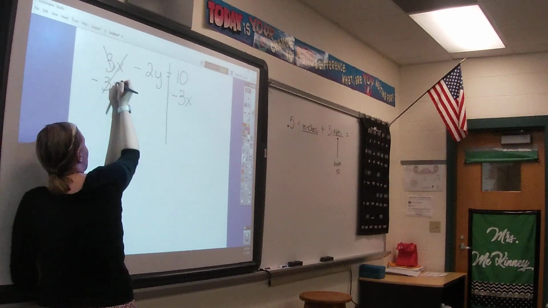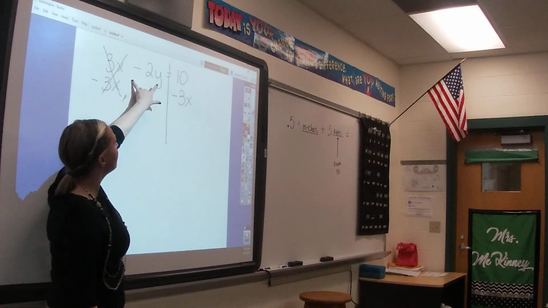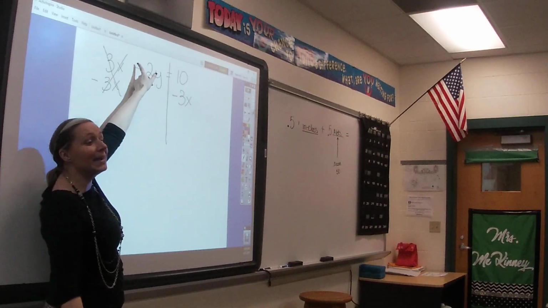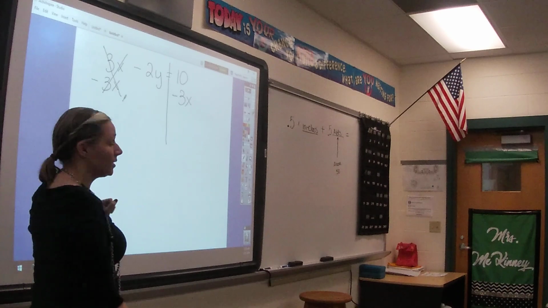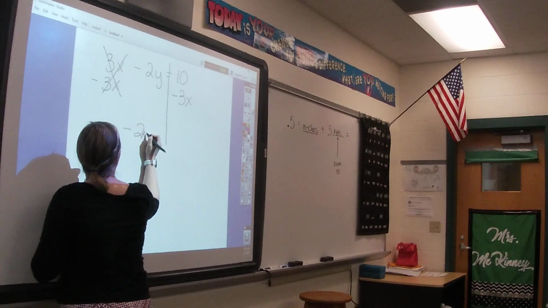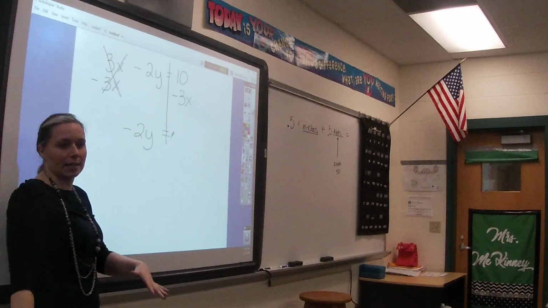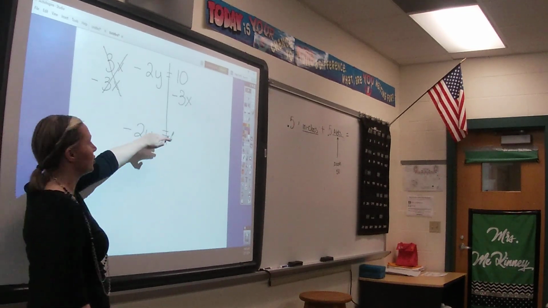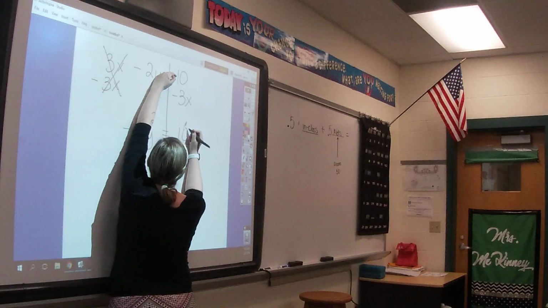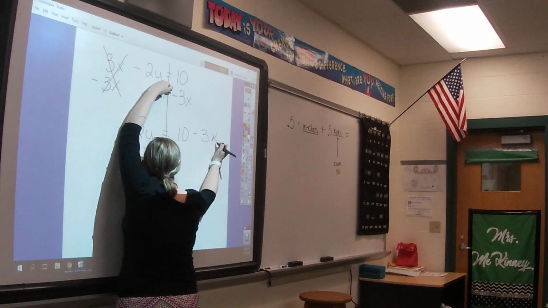And we have to be careful. These cancel each other out, but what number do I have left here? Negative 2y. Right, so now I have a negative 2y. And again, I'm writing down exactly what I see. No math computation yet. So just 10 minus 3x.